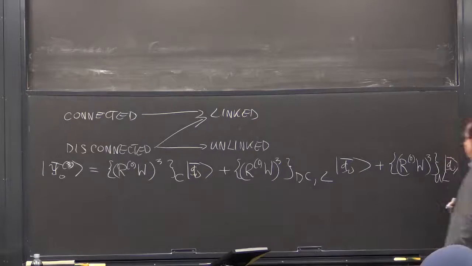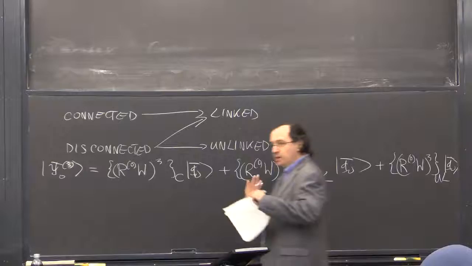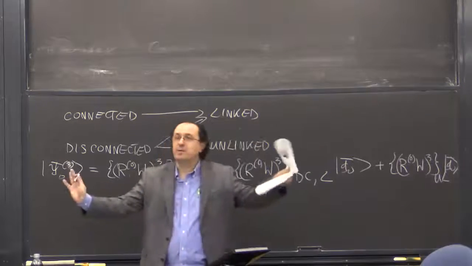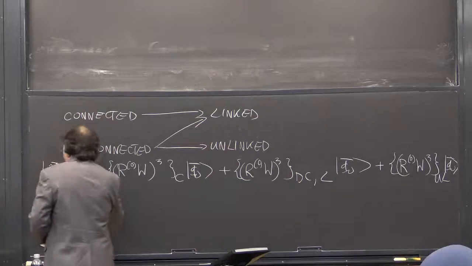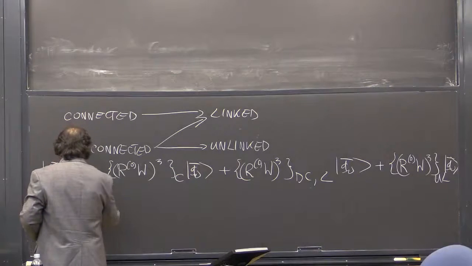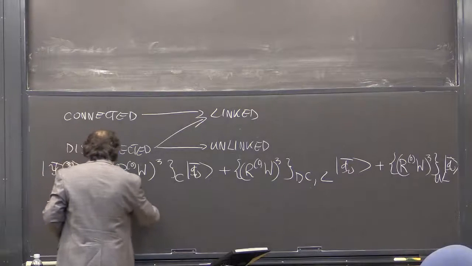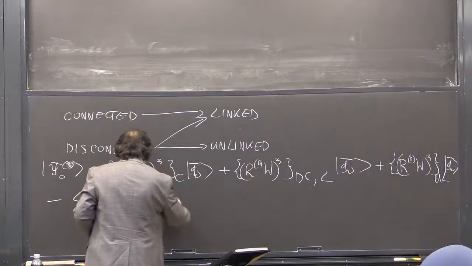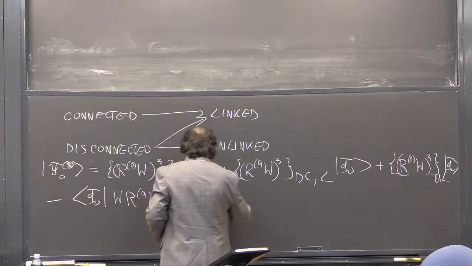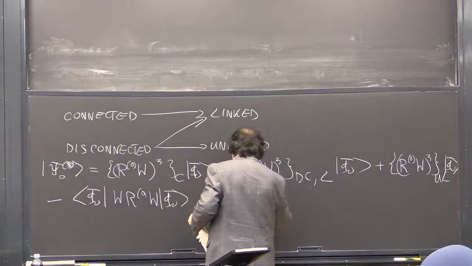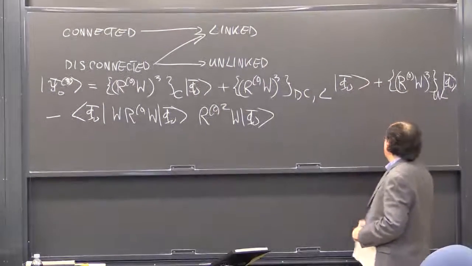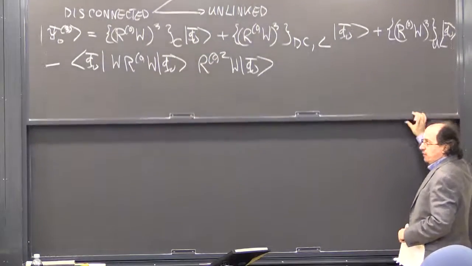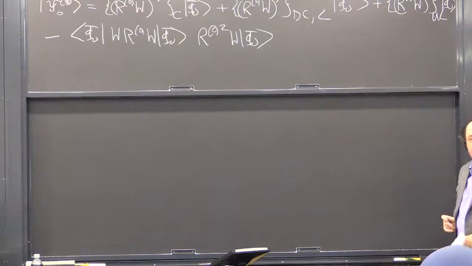Okay? So we have connected, disconnected, linked, and unlinked, all coming from the principal term. Look at how rich that principal term now is. And then, of course, we have to subtract the renormalization term. So I'm going to copy from the other blackboard. We have Phi0 W R0 W times the square of the resolvent W Phi0. Okay? So now we would like to see what happens with unlinked diagrams and the renormalization term in this expression.